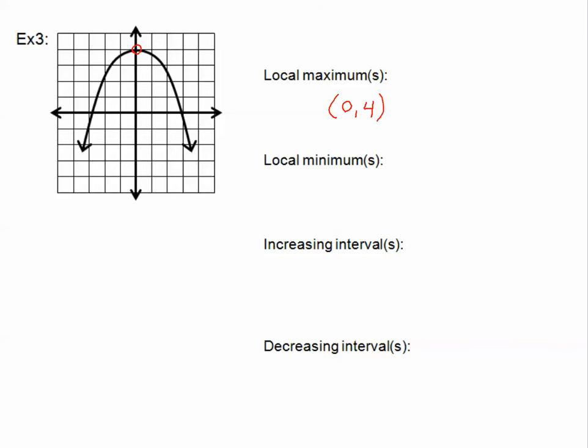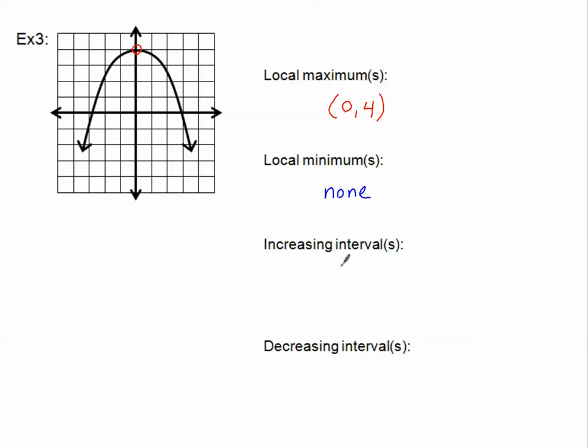I'm looking for a local minimum, but I don't see one. Remember, a local minimum has to be the lowest point of like a little valley, and we have to go from decreasing to increasing, and we don't have one. So I'm just going to put none. Don't leave it blank because then I might think that you don't know what it is. Put the word none when it's none.